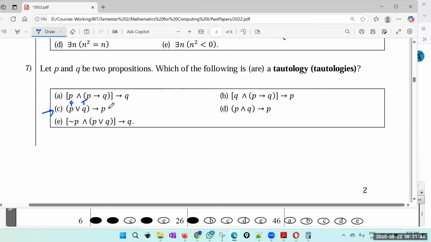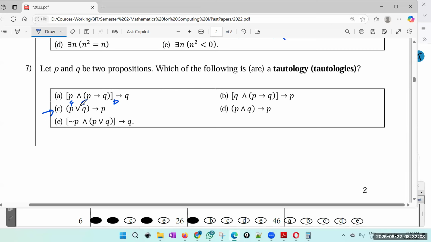Because P or Q implies P. But this is true. But this is false. Because P or Q is true, because Q is true, but P is false. So that means true implies false. So that is not going to work, right? Because true implies false means our logic is wrong. So I found one scenario where this is false.